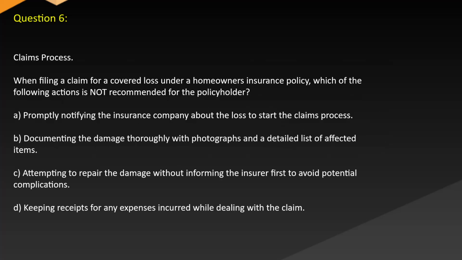Question 6. Claims process. When filing a claim for a covered loss under a homeowner's insurance policy, which of the following actions is NOT recommended for the policyholder? A. Promptly notifying the insurance company about the loss to start the claims process. B. Documenting the damage thoroughly with photographs and a detailed list of affected items. C. Attempting to repair the damage without informing the insurer first to avoid potential complications. D. Keeping receipts for any expenses incurred while dealing with the claim.